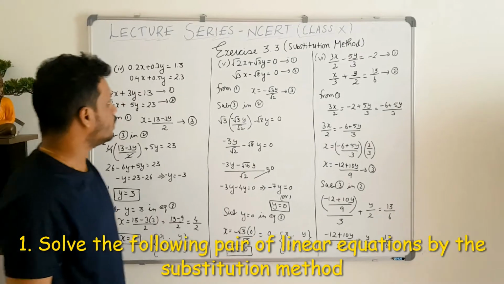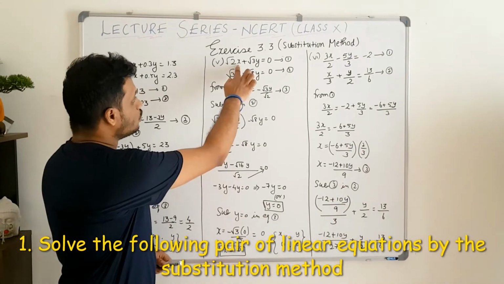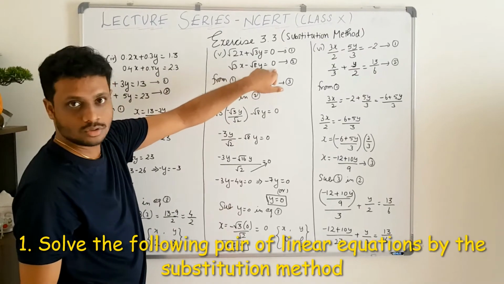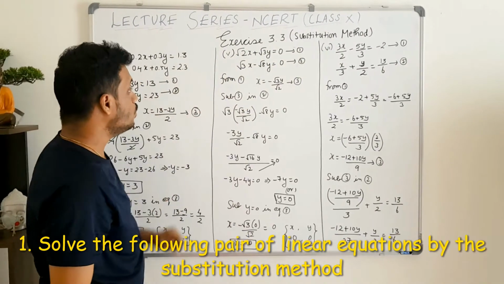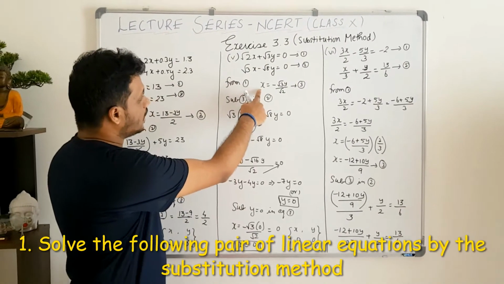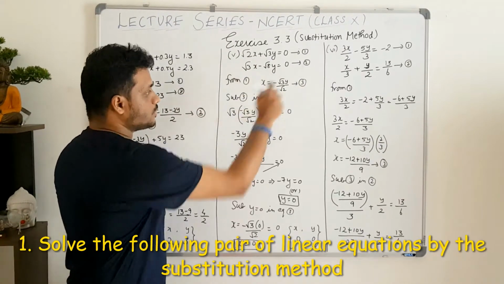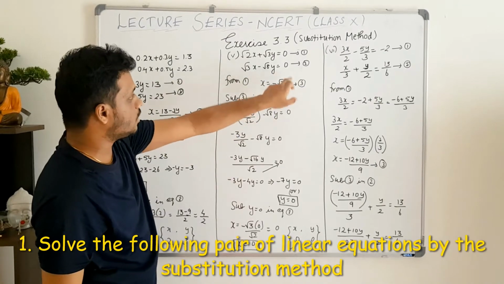Now moving on to the fifth question. The equations are root 2 x plus root 3 y equal to 0 and root 3 x minus root 8 y equal to 0. So this is equation 1 and equation 2. I have taken the first equation and I have obtained x from it. So x will be minus root 3 y by root 2, which is my third equation. I substitute this third equation in the second.